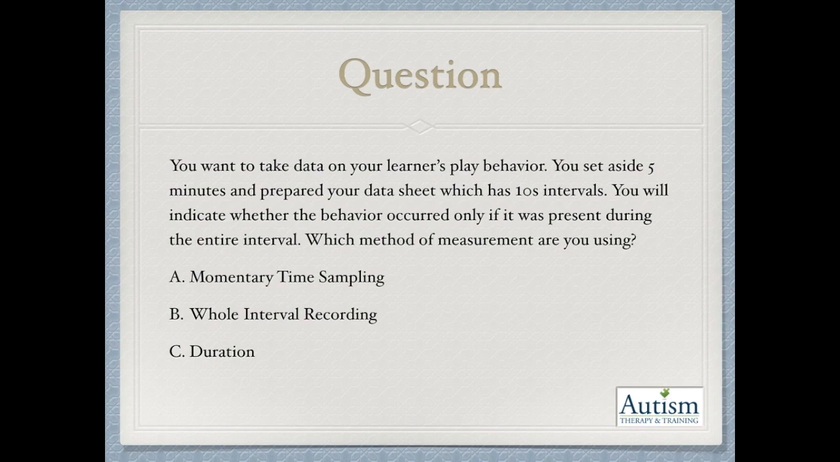You want to take data on your learner's play behavior. You set aside 5 minutes and prepare your data sheet, which has 10-second intervals. You will indicate whether the behavior occurred only if it was present during the entire interval. Which method of measurement are you using? Is it A, momentary time sampling, B, whole interval recording, or C, duration?